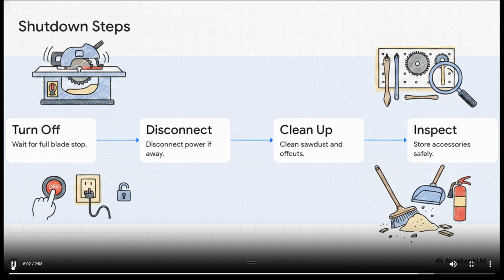Then, clean up. Get all the sawdust, debris, and offcuts out of there. A messy saw isn't just sloppy. A pile of fine sawdust is a huge fire hazard, and scattered offcuts are a massive slip hazard right next to a spinning blade. Finish with a quick visual check and store your accessories.